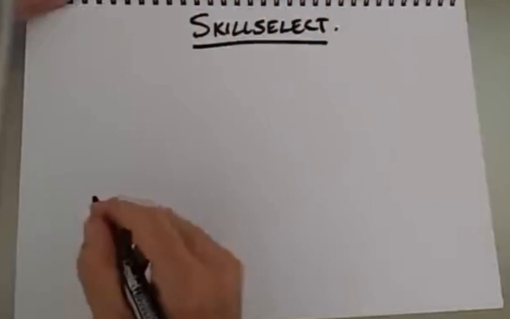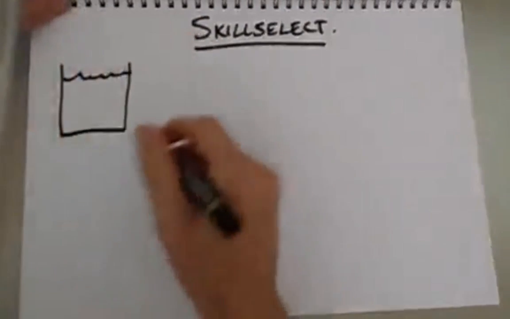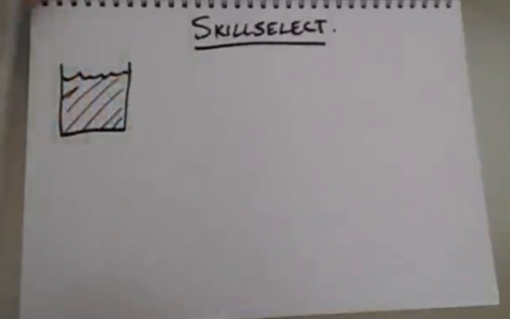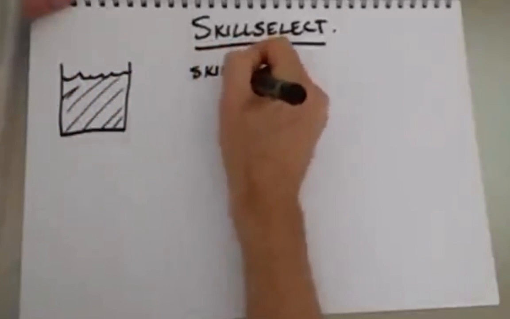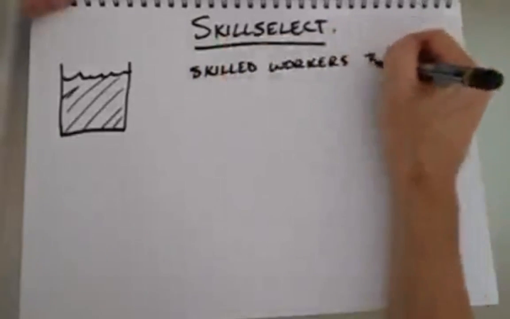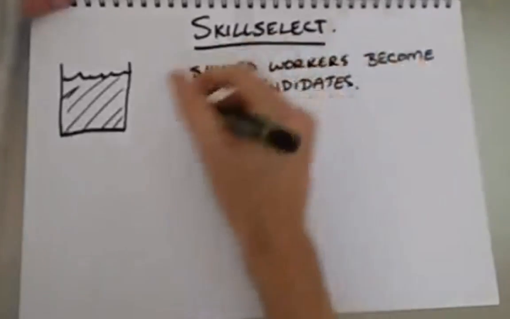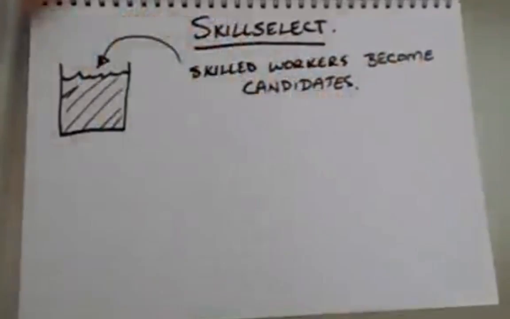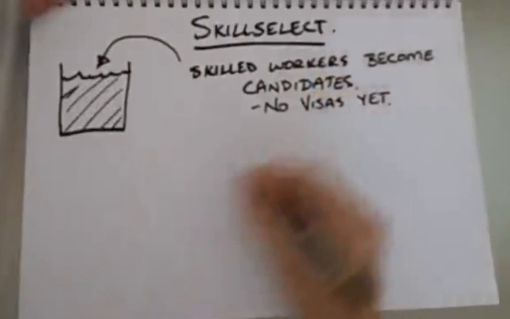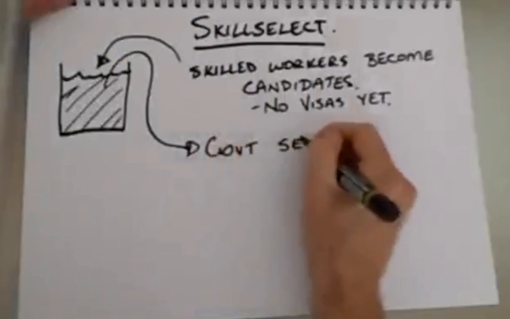Now let's talk about SkillSelect. SkillSelect is an online process, and it's really a self-assessment process whereby skilled workers become candidates for visas. If you can imagine a pool of candidates, those that have more skills and more of the attributes that Australia wants are more likely to be selected from that pool of candidates. If you do get selected out of SkillSelect, then you will get an invitation to apply for a visa.